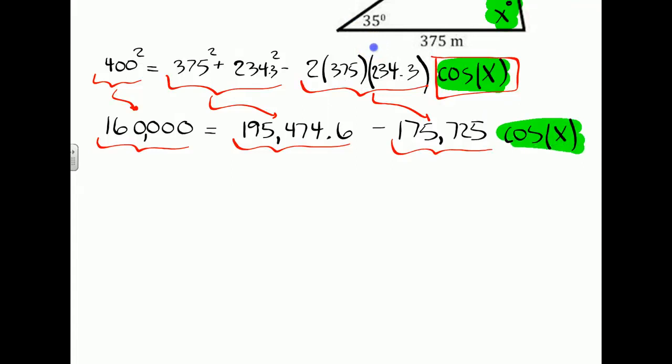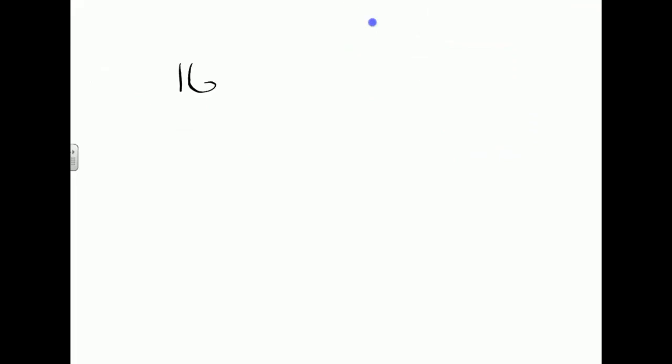Let me just stop and ask a separate question right now. I'm going to go to a fresh page. Let's see if you remember how to do this. 16 equals 20 minus 4x. How would you solve this linear equation? 16 equals 20 minus 4x.